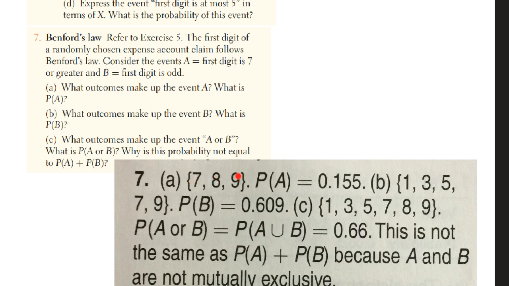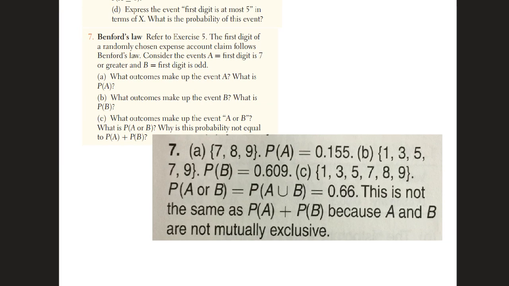They can't happen together. You can't get a 7 and an 8. But you can get a number in 7, 8, 9 that's also odd, sure. So we have an overlap of 8. So the two should be off by whatever the probability of 8 is. So if I add those, these two numbers should be off by whatever the probability of 8 is.